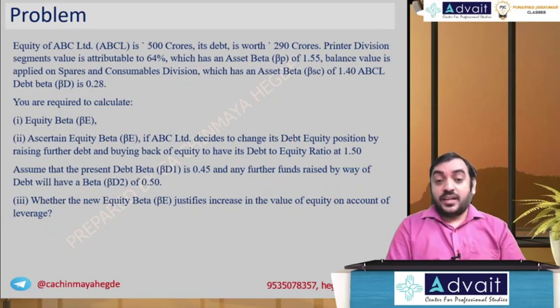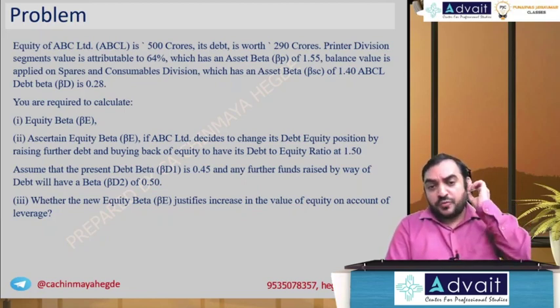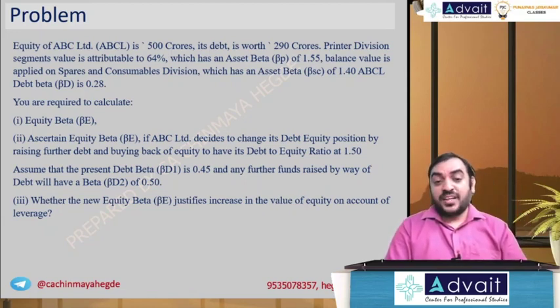Ascertain equity beta if ABC Limited decides to change its debt equity position by raising further debt and buying back equity to have its debt equity ratio at 1.5. Assume the present debt beta is 0.45 and any further funds raised by way of debt will have a beta of 0.50. Whether the new equity beta justifies the increase in the value of equity on account of leverage.